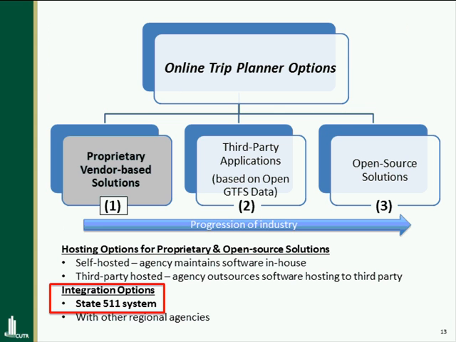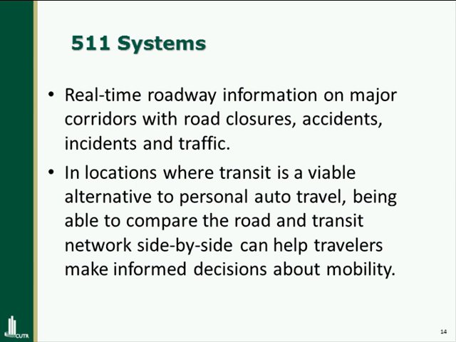I just briefly want to touch on integration to another method of getting transit trip planning out to your user base, and that's through 511 systems. And 511 systems, as you may be aware, historically are more of a broad-based transportation information system. 511 represents the phone number to dial in most major urban areas that you can retrieve real-time information on the roadway network on things like road closures, accidents, incidents, and traffic.